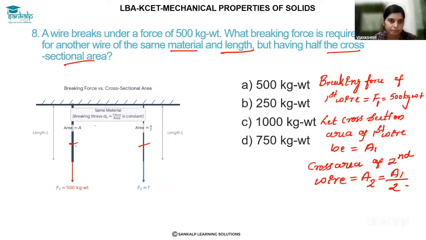Both wires have the same material, the same length, and the cross section area of the second wire is half that of the first wire. We need to calculate the breaking force of the second wire. For the first wire the breaking force is given as 500 kg weight.